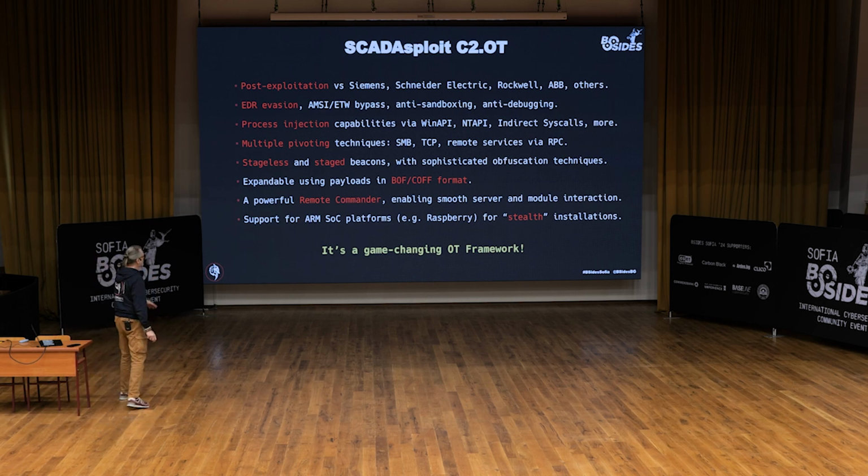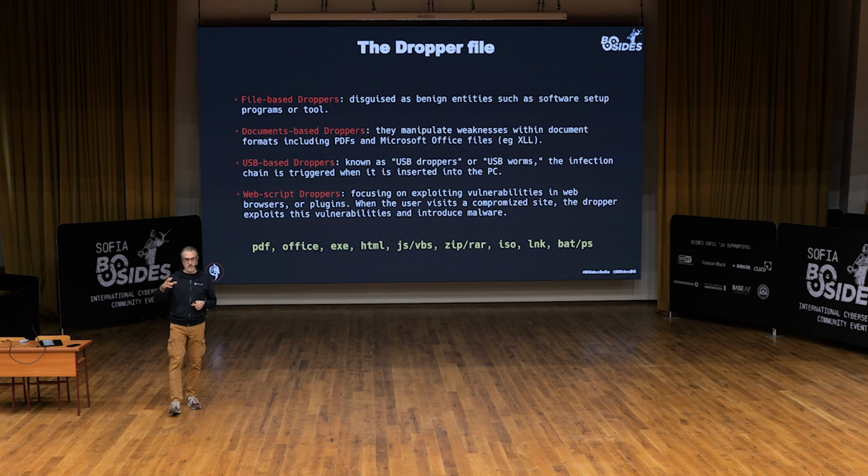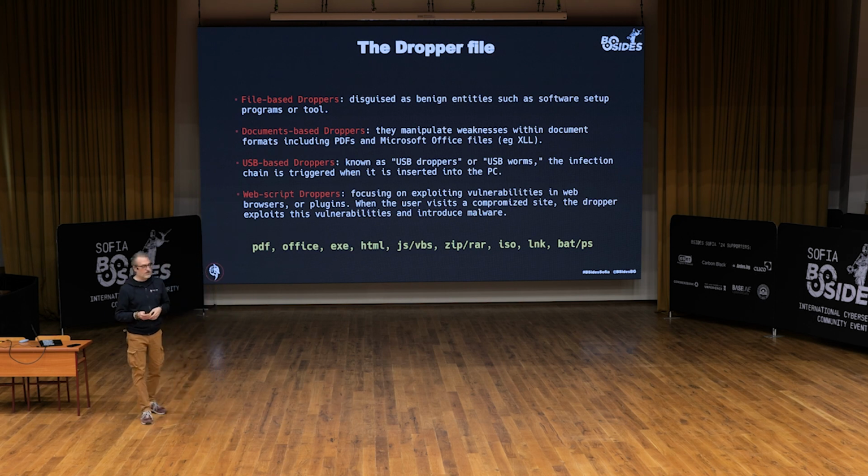So interesting, but the goal of my presentation is not to promote SCADAsploit. The scope is to underline the importance of ICS cybersecurity, OT cybersecurity. To install a beacon, an agent inside, you need a dropper. What is a dropper? A dropper is something that puts your malware inside the victim. And there are different kinds of dropper that you can use.